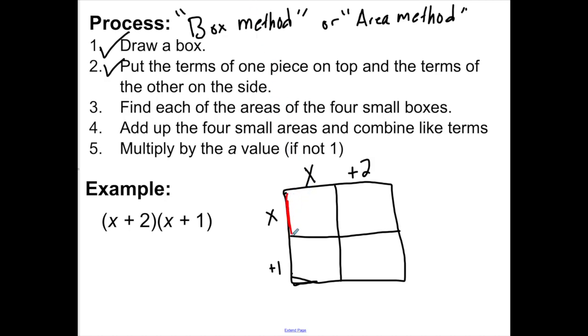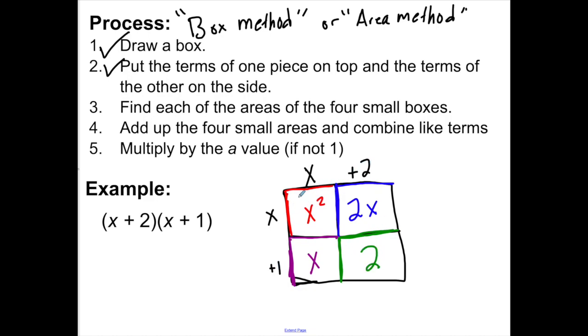To figure out the area of this first box, I do x times x, which is x squared. To figure out the area of this box, I have a length of x and a width of 2. So the area is length times width, which is 2x. Here, I have a length of 1 and a width of x. So the area is 1 times x, which is x. And finally, here, I've got a length of 1 and a width of 2. So if the area is length times width, that would be 1 times 2, which is 2.